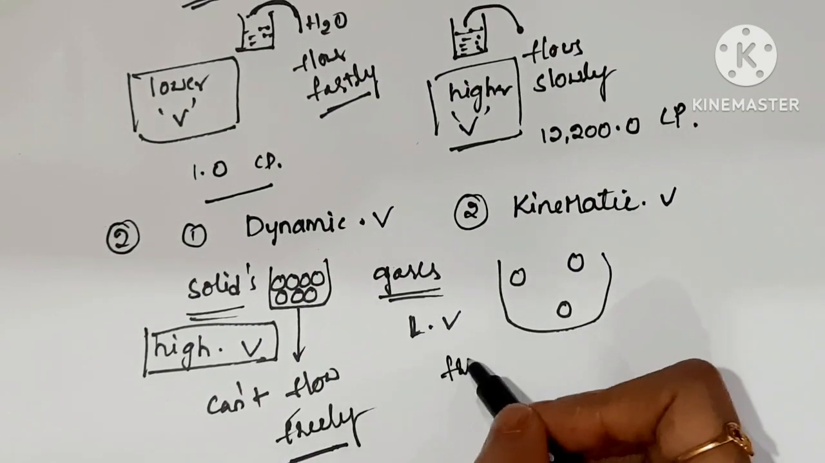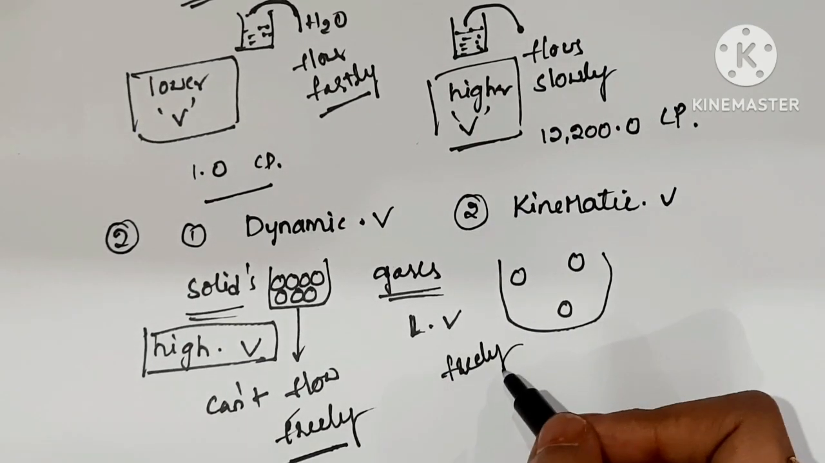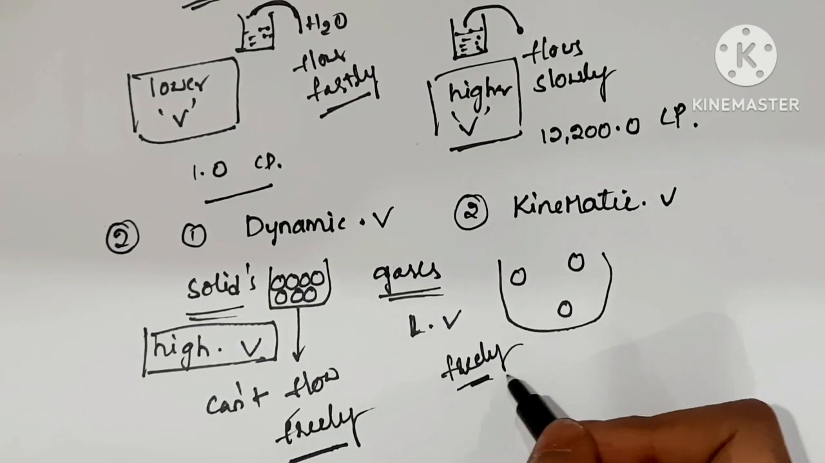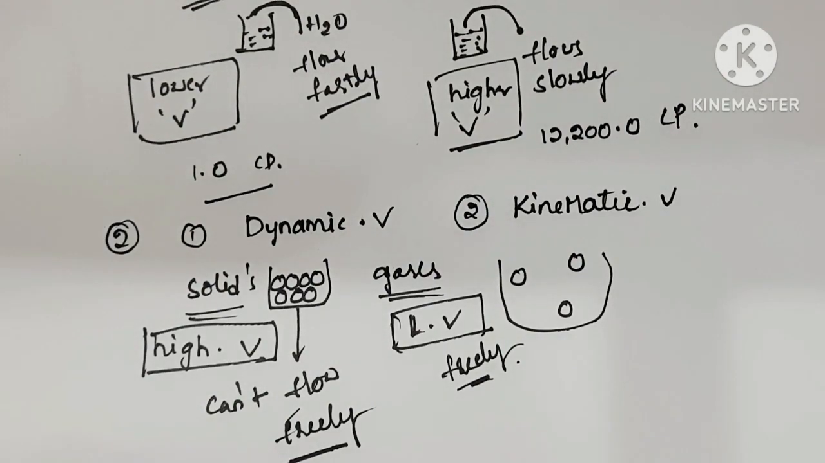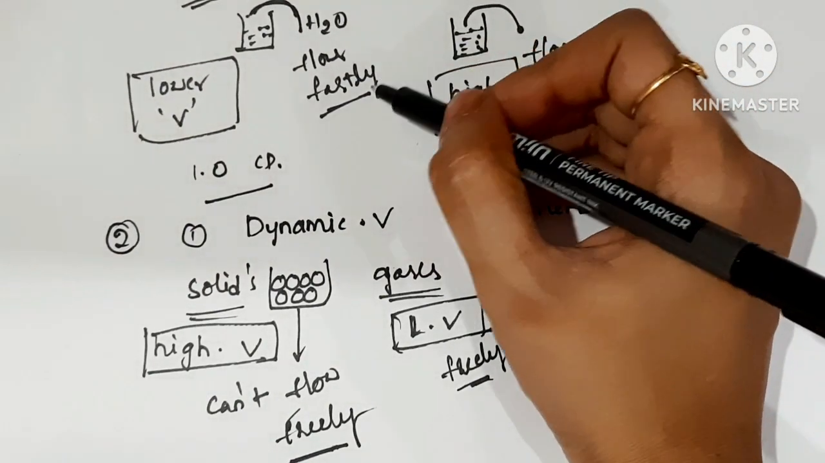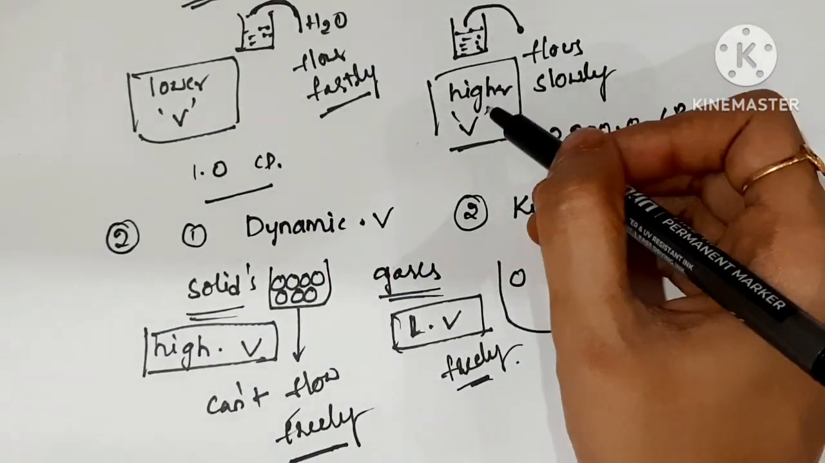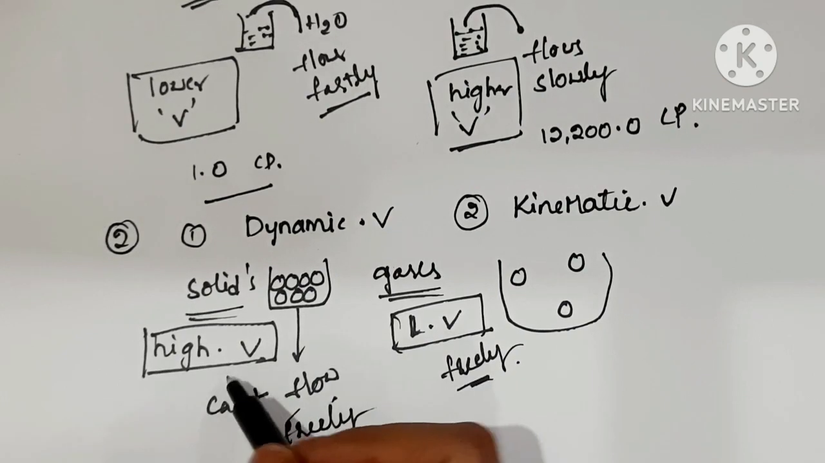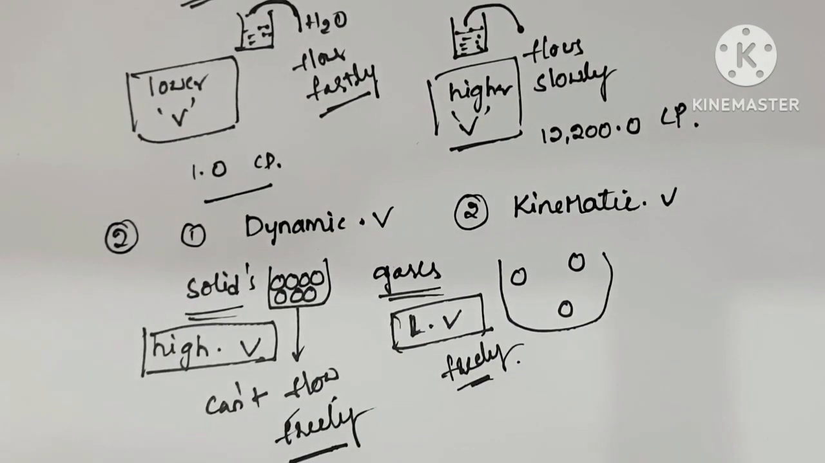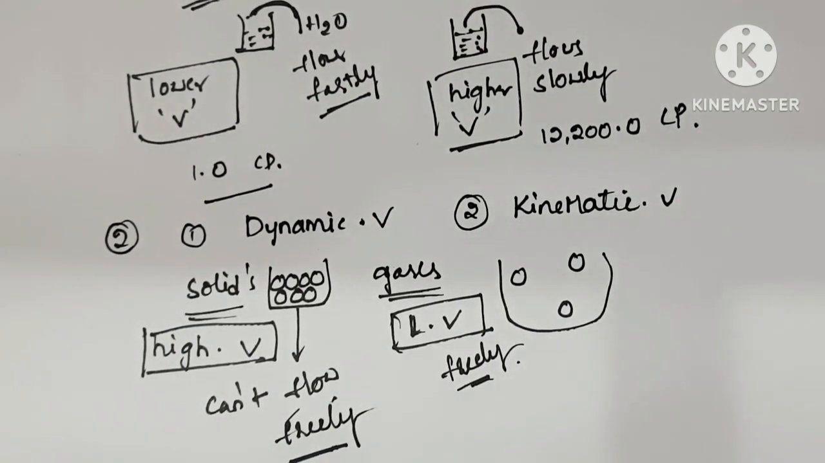The molecules or particles present in the gaseous state move very freely. That's why there is low viscosity. That means flows very fast, then lower viscosity. Flows slowly, then higher viscosity. You have to remember this clearly. Can't flow freely, then high viscosity. Flows easily or freely, then low viscosity.